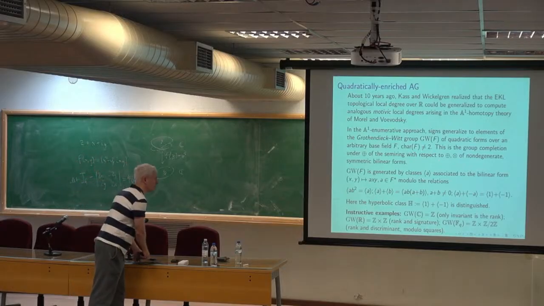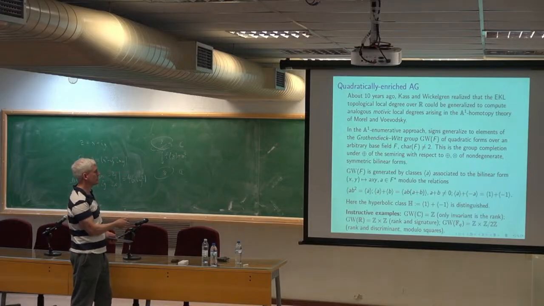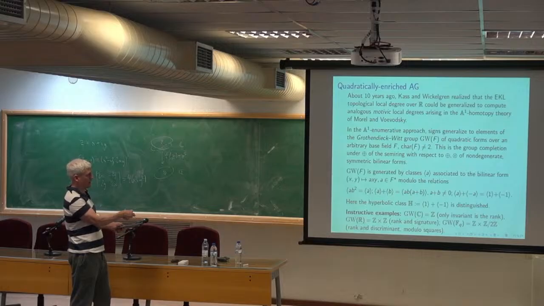Actually, I said quadratic forms here, but because of this assumption on the characteristic of F, I can treat quadratic forms and symmetric bilinear forms as essentially the same thing. So what is this Grothendieck-Witt group? Well, it's the group completion of the semi-ring, with operations direct sum and tensor product, that you get on non-degenerate symmetric bilinear forms.